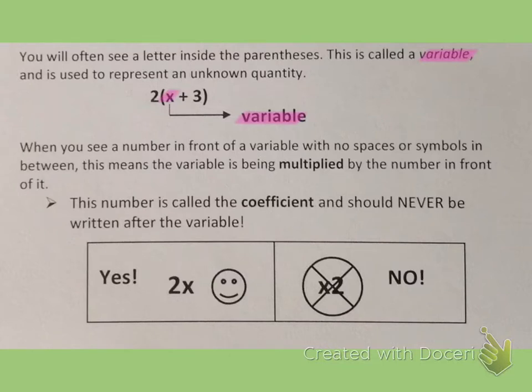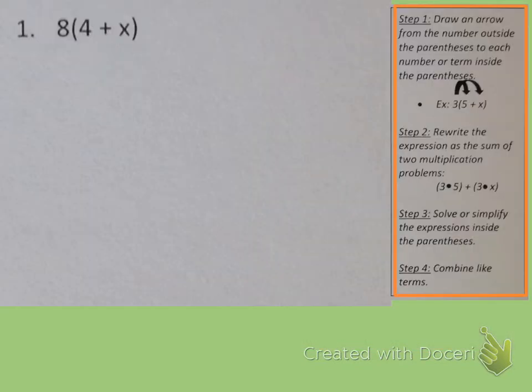This number is called the coefficient and should never, ever be written after the variable. So a coefficient should always be written in front of the variable like this, never like this. Okay? So for the problems using the distributive property, you're usually going to be told to generate an equivalent expression using the distributive property, or you may be told to simplify the expression. Either way, you're just going to do what you can to solve it as far as you can.